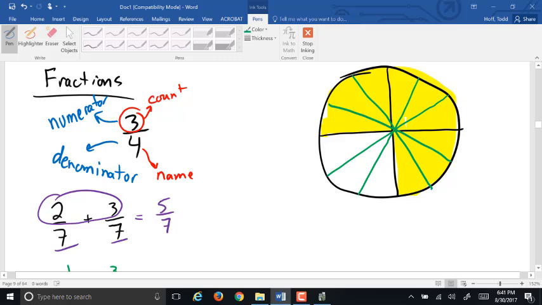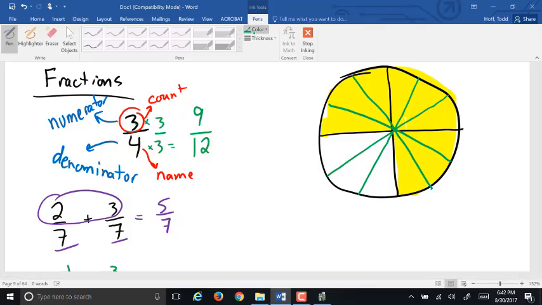So that illustration is now changed. How many pieces does it take to make a whole object now? 12. I had 4 and I cut each into 3 equal pieces. 4 times 3 is 12. How many pieces do I have there in yellow? 9. We had 3, we cut each into 3 pieces, so 3 times 3 makes 9.